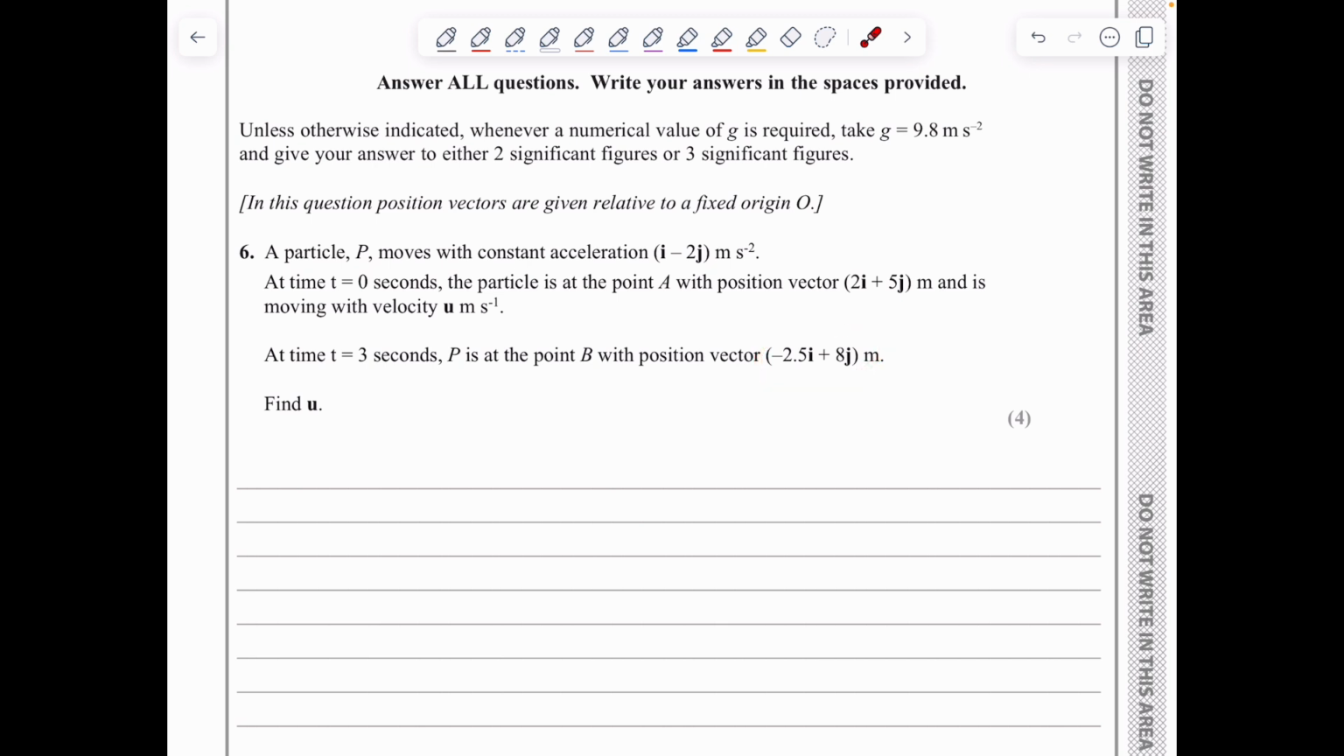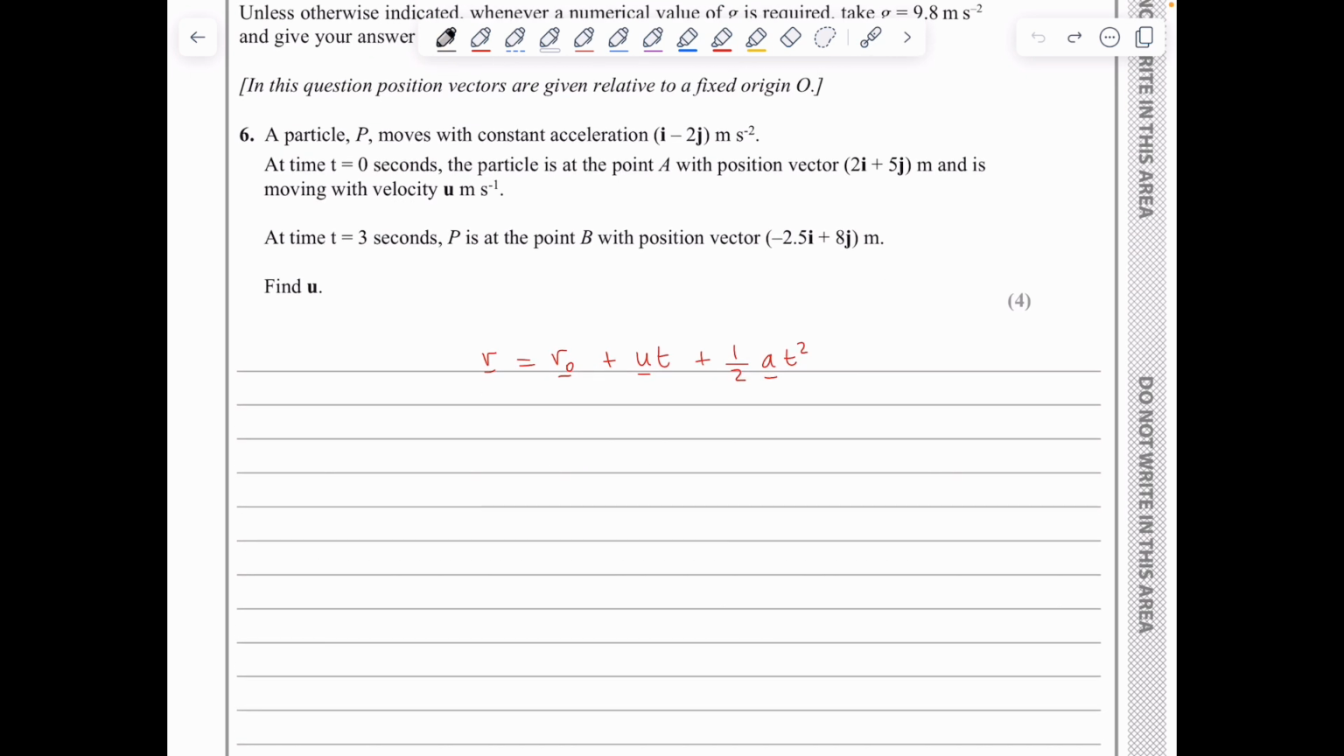Well, let's remind ourselves that the position vector is given by r naught plus ut plus a half at squared, where r naught is the initial position vector, u is the initial velocity, and a is the acceleration. We know that when t is 3, we are at point minus 2.5i plus 8j. So this means that minus 2.5i plus 8j is equal to the initial position vector, which is given to be 2i plus 5j, plus 3 times u, because u is the unknown, plus a half times the acceleration, which is given to be i minus 2j times 3 squared.